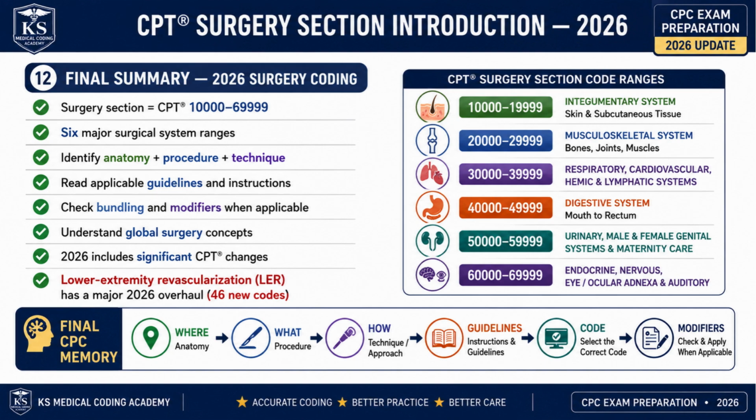The global surgical package is another important concept that we will study in detail later in this series. For 2026, one major surgery section change is the comprehensive overhaul of lower extremity revascularization, including 46 new CPT codes. So remember your final CPC coding sequence: where → what → how → guidelines → code → modifiers. This sequence gives you a structured way to approach surgical coding questions instead of selecting a code simply because the procedure name appears to match.